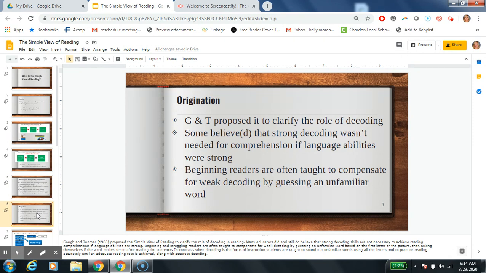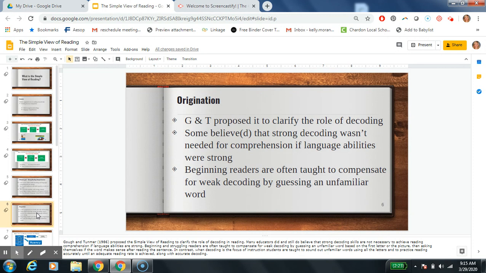So how did the simple view of reading originate? Well, Gough and Tunmer proposed it to clarify the role of decoding in reading. Many educators did, and some still do, believe that strong decoding skills are not necessary to achieve reading comprehension if a reader's language abilities are strong. So beginning and struggling readers are often taught to compensate for weak decoding by guessing at unfamiliar words in text based on the first letter or the picture. Oftentimes, adults will say, look at the first letter, use that as a prompt to guess what the rest of the word is, or take a look at the picture.